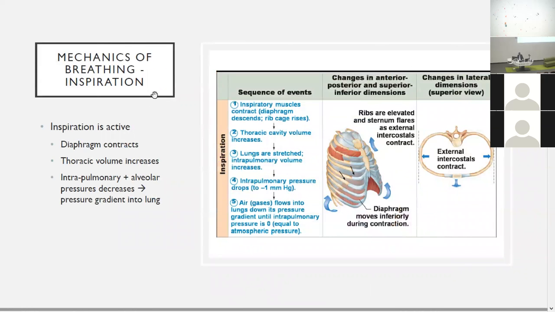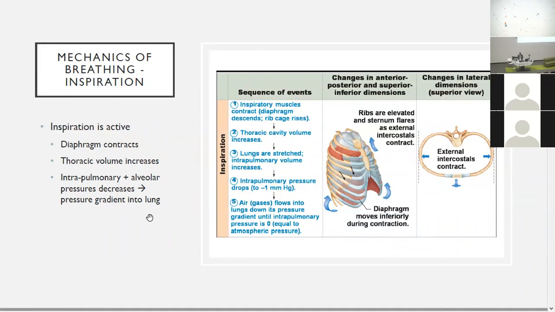So this is just the mechanics of breathing, so what muscles you use. For inspiration, the diaphragm contracts. Everything else can just stay the same. Your diaphragm contracts and increases your thoracic volume, which decreases the pressure. So atmospheric pressure is higher than the pressure inside the lung, so air will move into the lung. That's pretty much it.